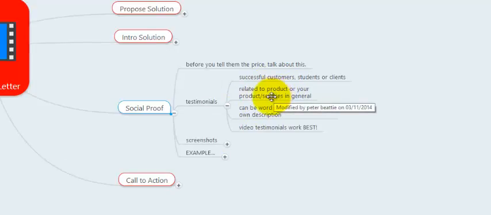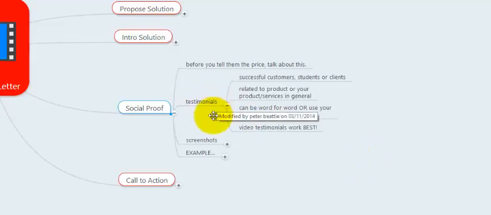And it doesn't have to be for that particular product. It could be someone who bought a related product or service from you, who is also happy with that product or service. And you could say something like, these are people who have invested in my products or invested in my services before. Here's what they had to say. So it doesn't have to be for that exact product or service. It could be for something else that you offer.